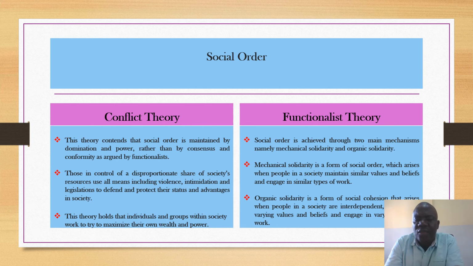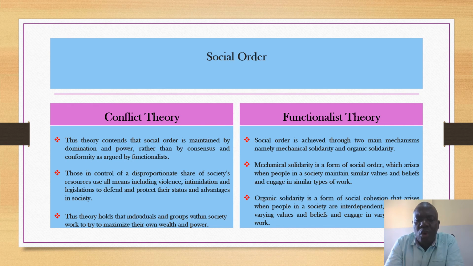Organic solidarity, on the other hand, is a form of social cohesion which arises when people in a society are interdependent and they have varying values and beliefs and engage again in varying work. For instance, take neighborhood organizations in an urban setting. People come from different cultures, but sometimes they are together by a common bond to safeguard their security, fight drug abuse among the youth, and also come together in terms of self-help work. That is an example of organic solidarity.